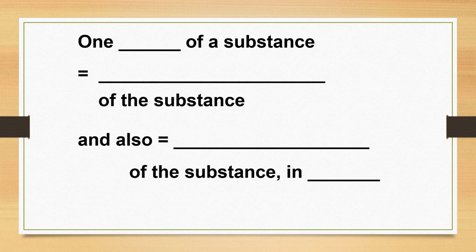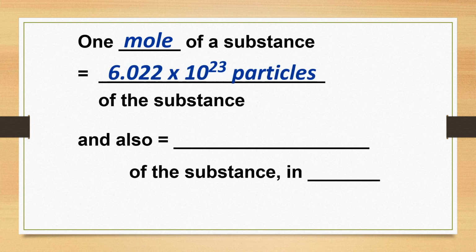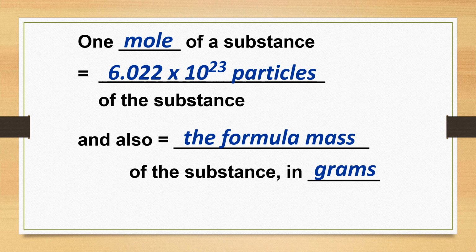This unit, the mole of a substance, can be further converted into other units, such as particles of a substance, using Avogadro's number, which is 6.022 times 10 to the 23rd. And it can also be equivalent to the atomic weight, which is the formula mass of the substance, in the unit of grams.